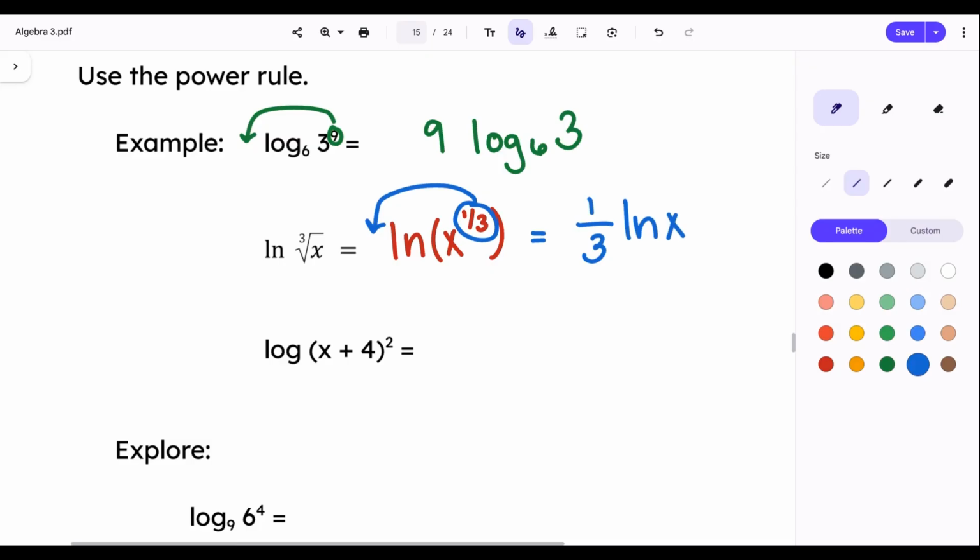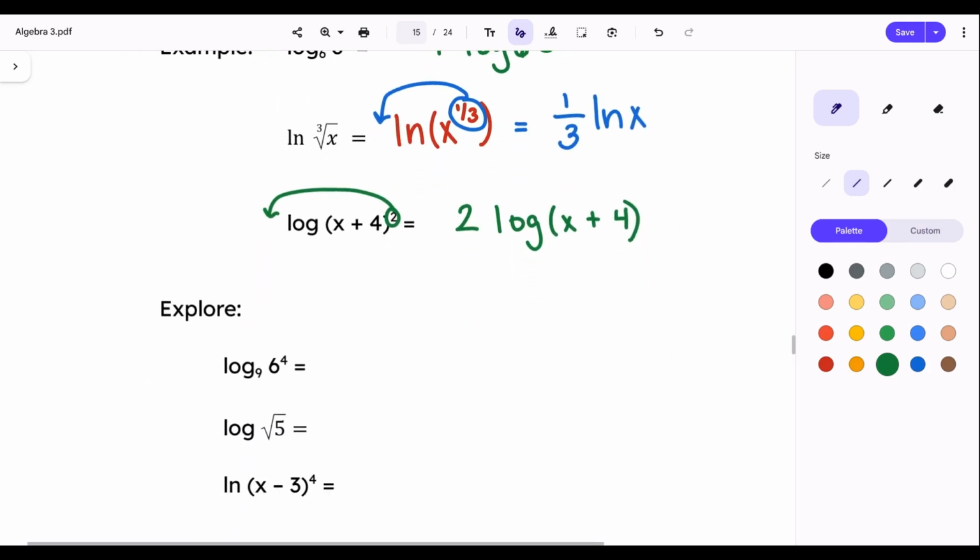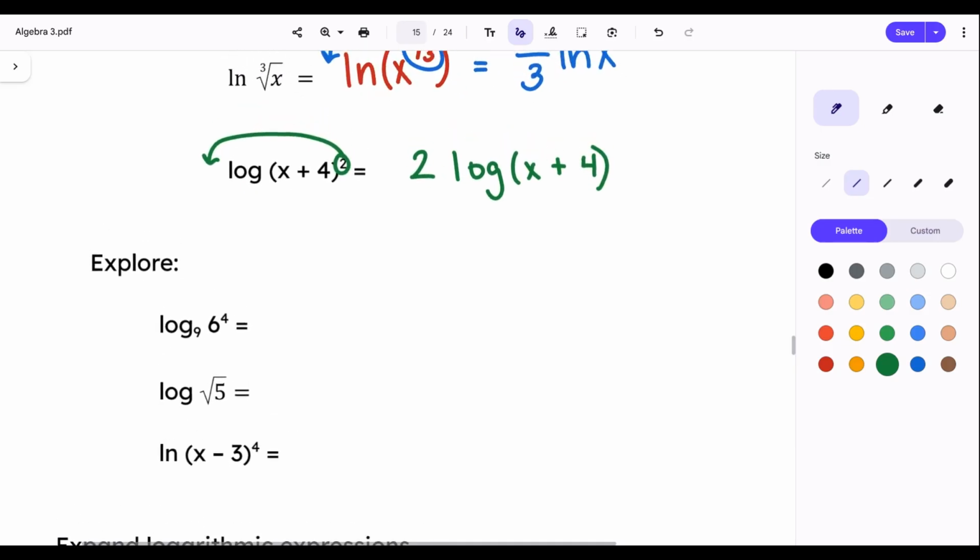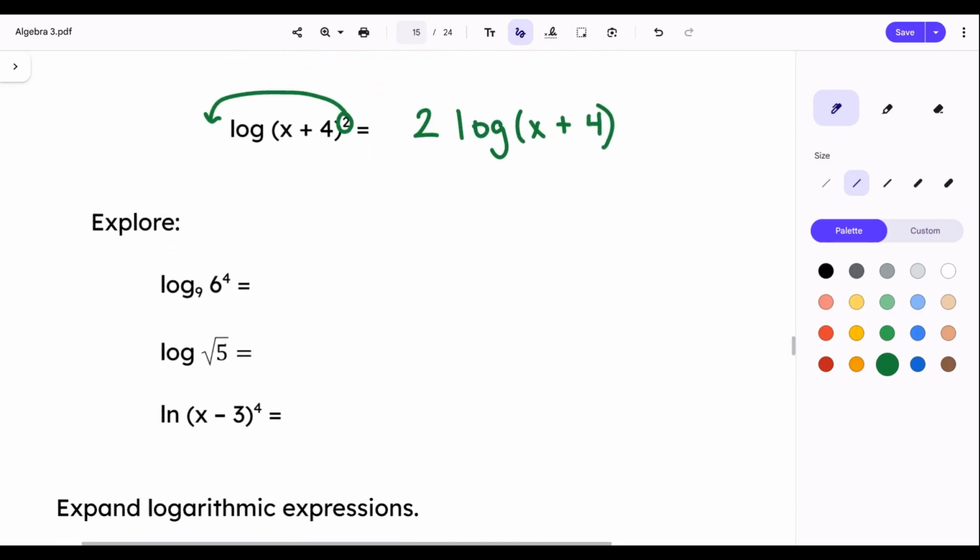Okay, so on the last one here, what would you rewrite it as? Yeah, this 2 is the only thing that you're going to move. So that's just going to go in the front. So it's going to say 2 and then now log, and then we would still have x plus 4. Okay, so why don't you guys practice that here with these next three. Go ahead and rewrite those using the product or the power rule.